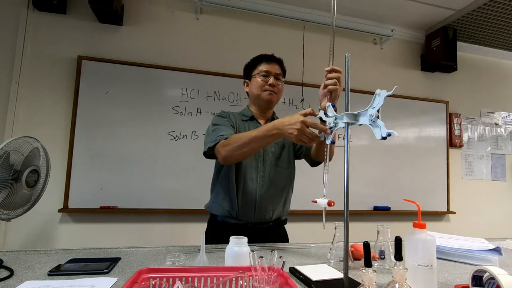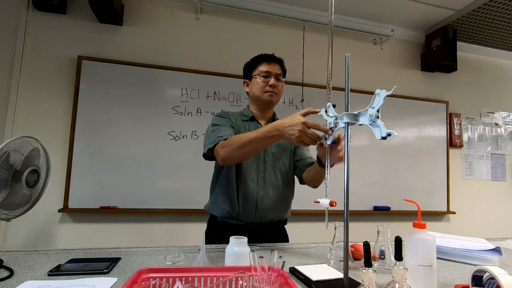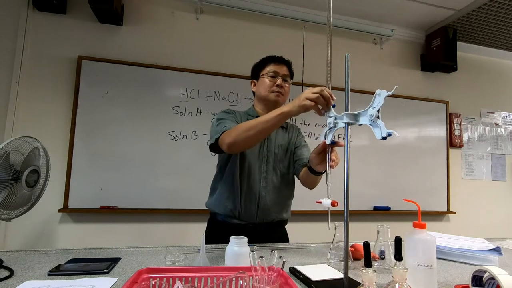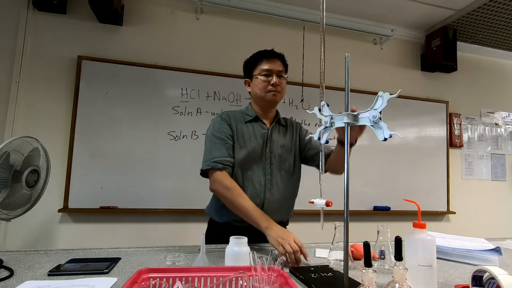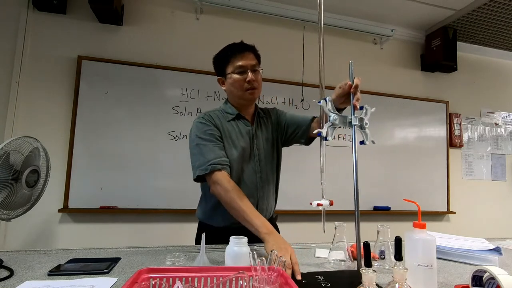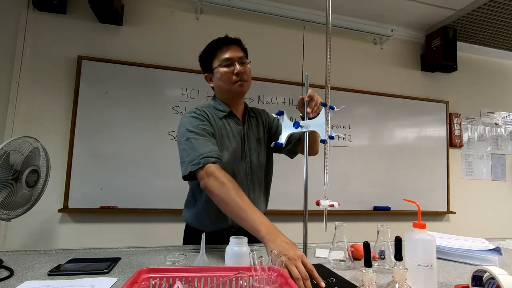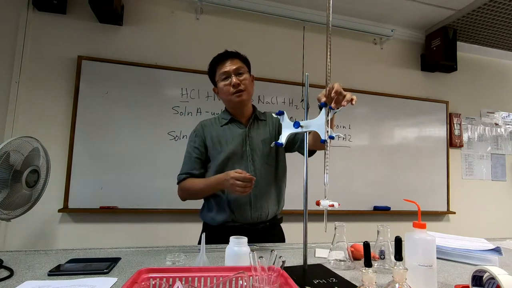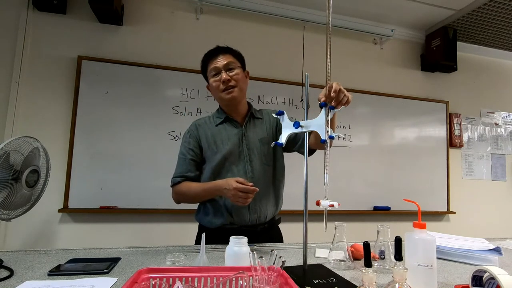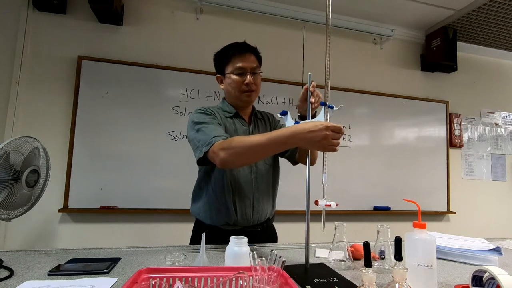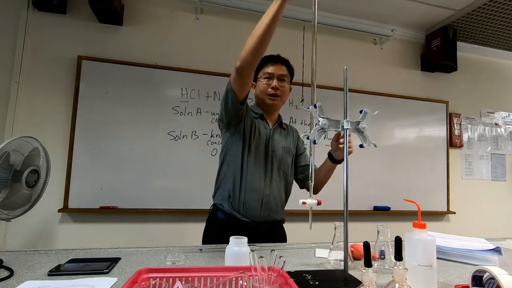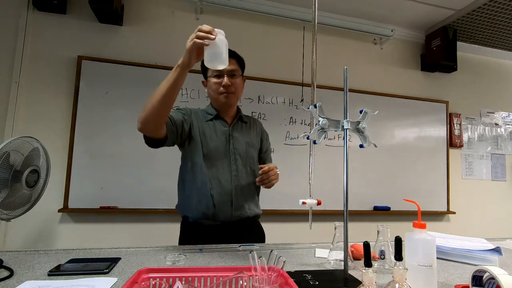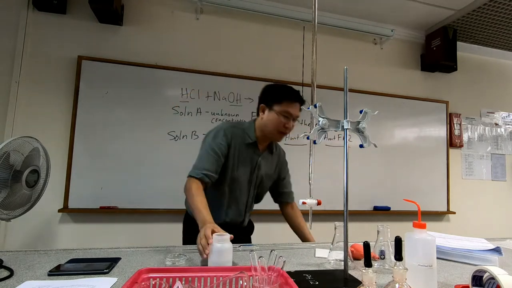So I shall set it up. This is how we set up the burette. As you can see, there's a groove, and therefore the burette sits nicely in the groove. Next, we use a pipette filler, whereby we are going to put in the FA1. But how do I do it?